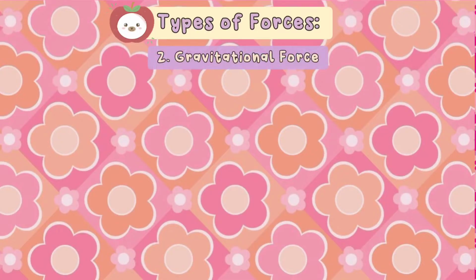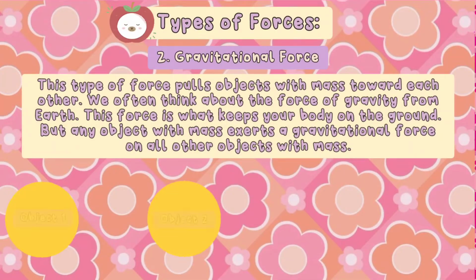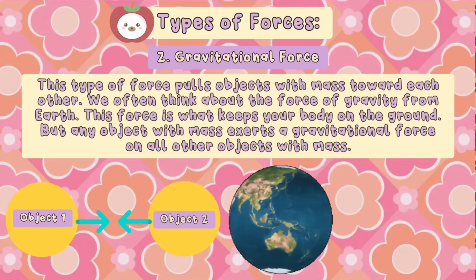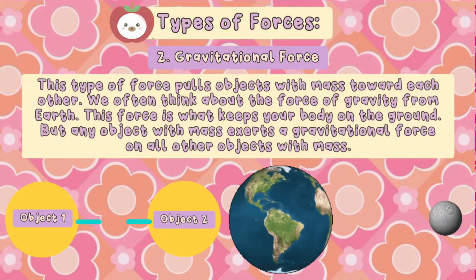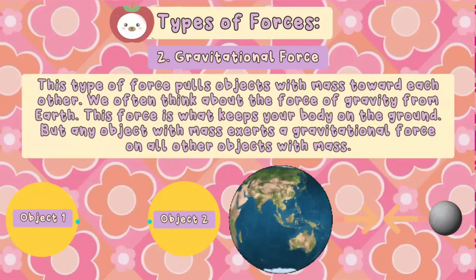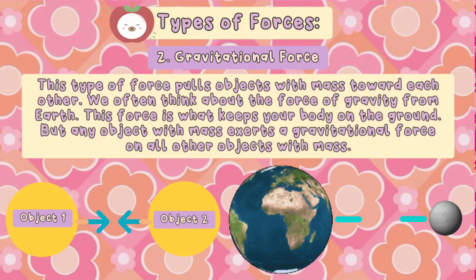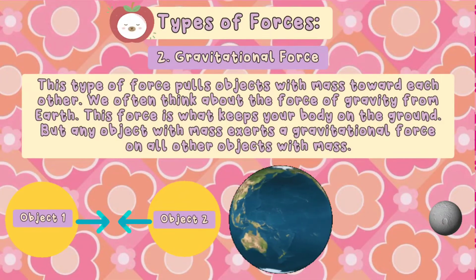Number 2. Gravitational force. This type of force pulls objects with mass toward each other. We often think about the force of gravity from Earth. This force is what keeps your body on the ground. But any object with mass exerts a gravitational force on all other objects with mass.